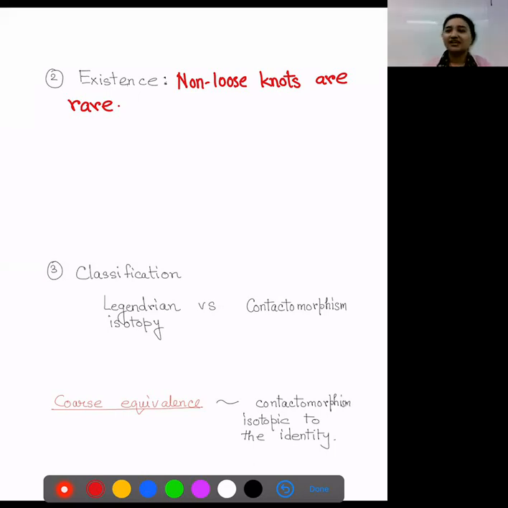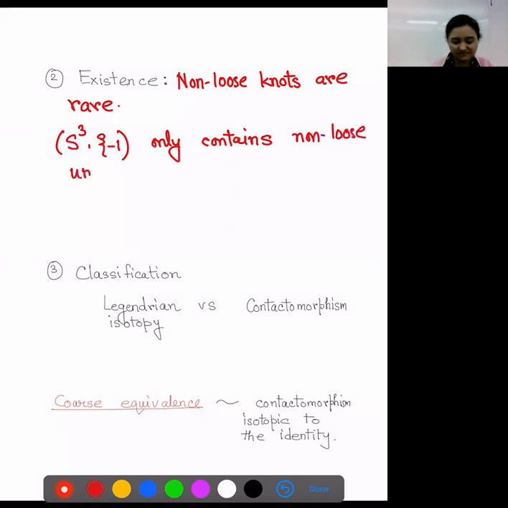So non-loose knots should be rare as well. Here, I want to mention an interesting fact. And this is due to Eliashberg-Fraser, where they proved that S3 with Z negative 1 only contains non-loose unknots. That means that if you are in any other over-twisted contact structure on S3 and you find an unknot, that has to be loose. This is very interesting. So this is due to Eliashberg-Fraser.